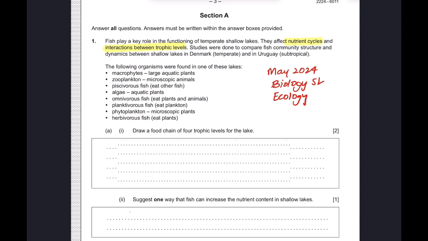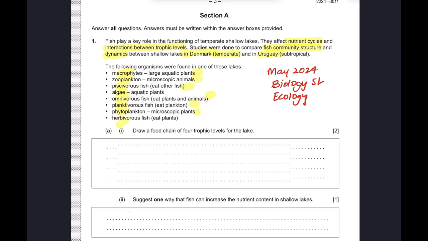So the studies were done to compare fish community structure and the dynamics between the temperate and subtropic lakes in Uruguay and Denmark. Now these different organisms are given, okay, and the information about the organisms is also given here. Now draw a food chain of 4 trophic levels for the lake.